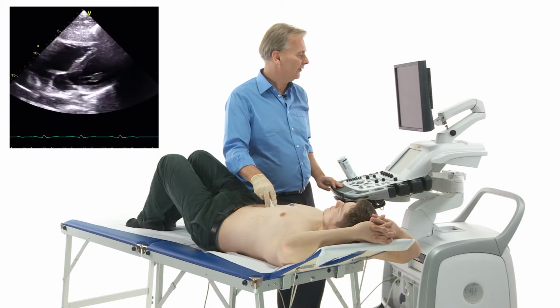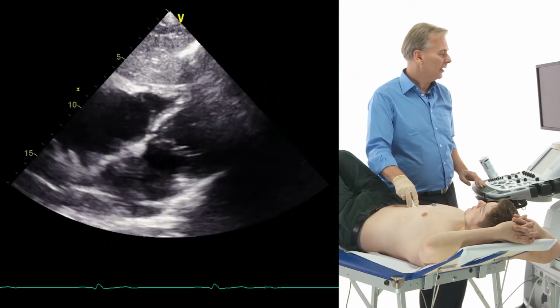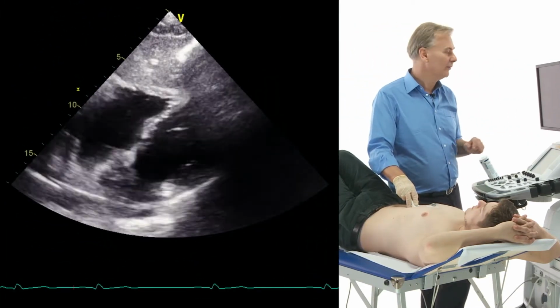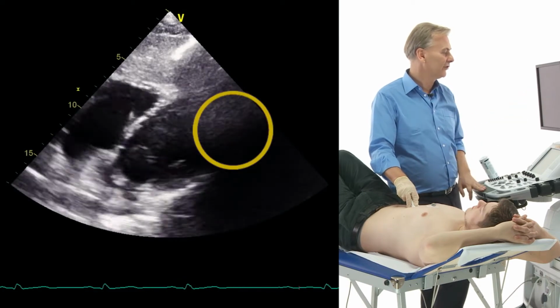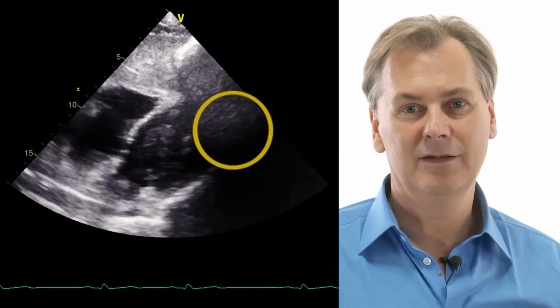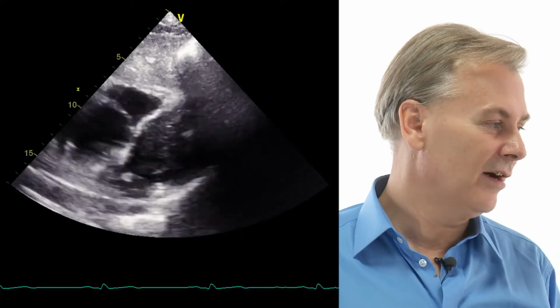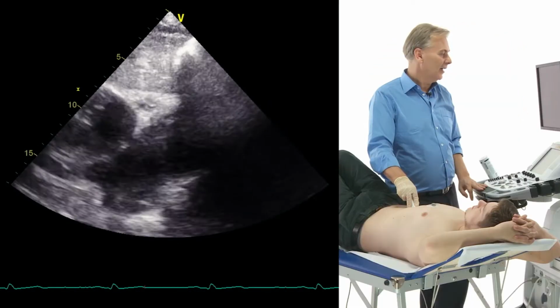So here we have the four-chamber view. Now, a problem you see here is a very frequent problem. We don't really see the apical portions. Why? Because we've got gas there, and gas does not permit us to see the heart, at least not in this portion.